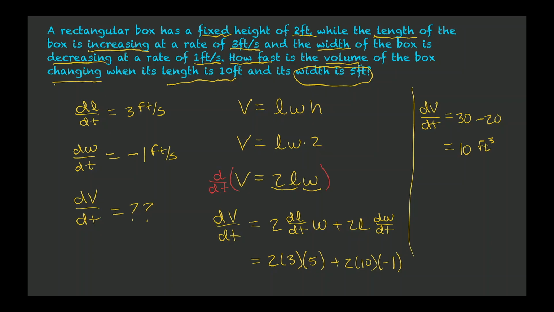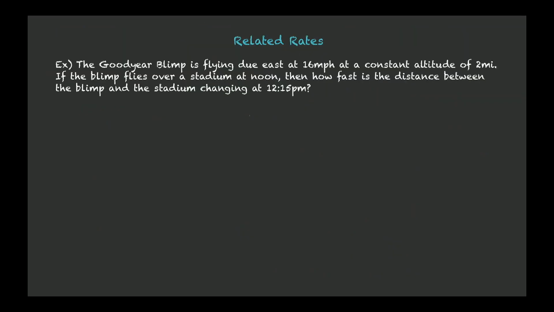Okay, and a unit of time in this problem is per second. Okay, so let's jump right into it. In this problem, we have the Goodyear blimp flying due east at 16 miles per hour at a constant altitude of 2 miles. If the blimp flies over a stadium at noon, then how fast is the distance between the blimp and the stadium changing at 12:15 p.m.?